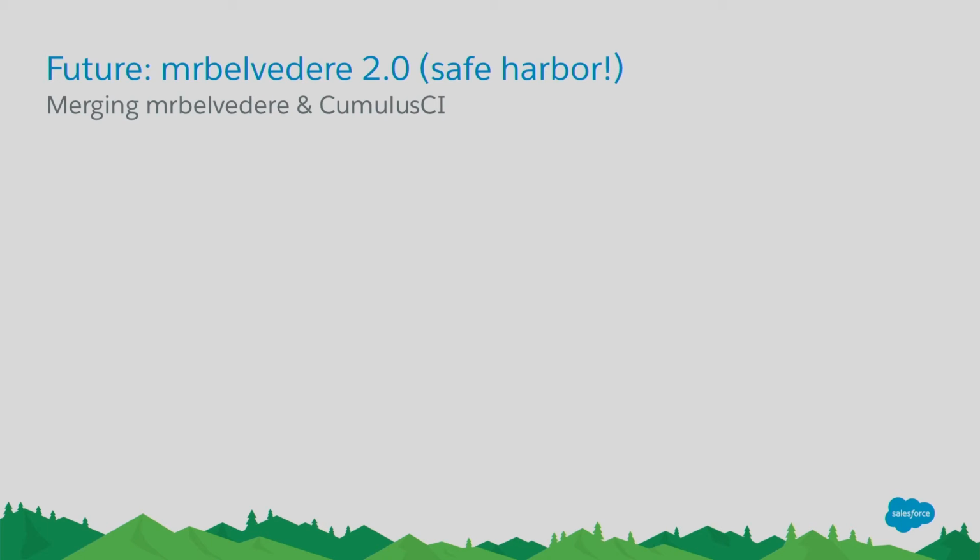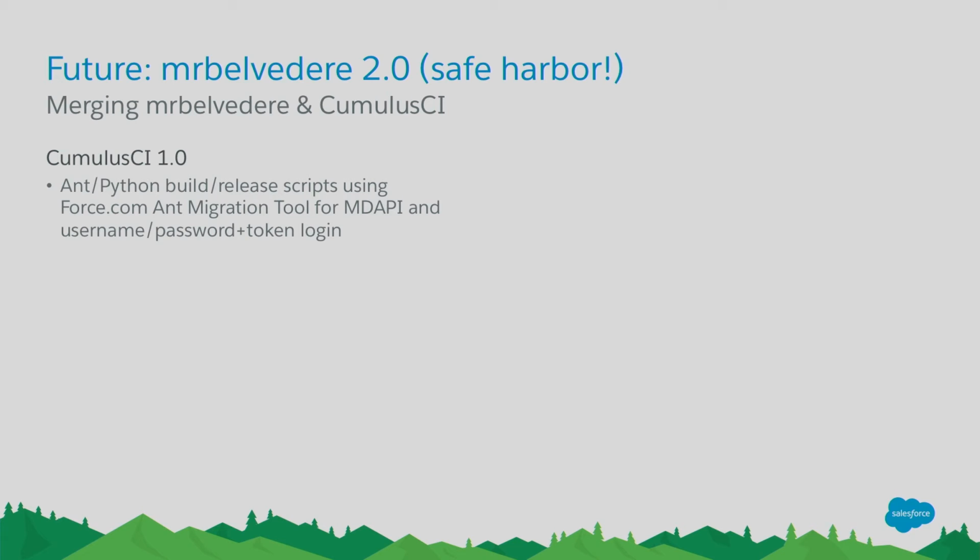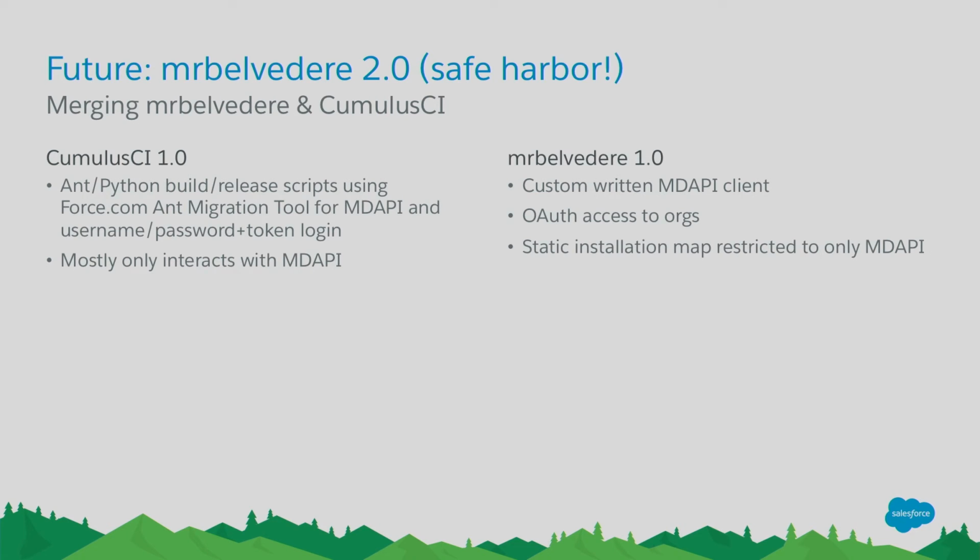Now, big safe harbor on this one. Mr. Belvedere is actually about to be completely revamped. My job for the last 3 years has been maintaining two separate suites of technology. One is Cumulus CI, which is largely built on Ant and the Force.com Ant migration tool. It uses the metadata API for almost everything, uses username and password for login, not OAuth. Mr. Belvedere, on the other hand, uses a custom-written Python metadata API client, uses OAuth for access, and uses this static map of metadata that's restricted only to the metadata API right now.